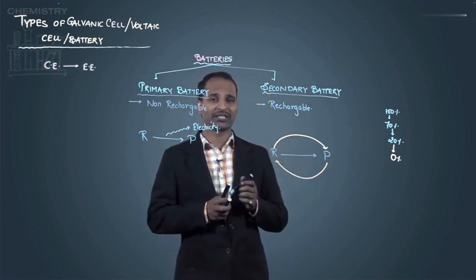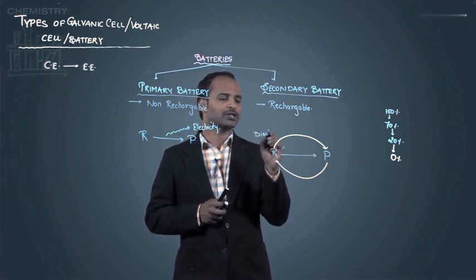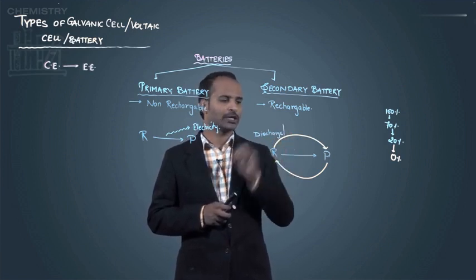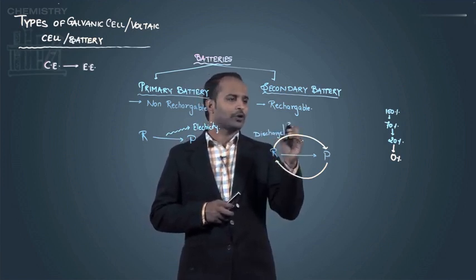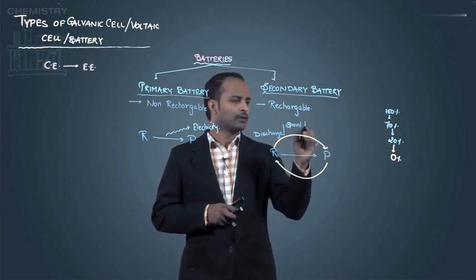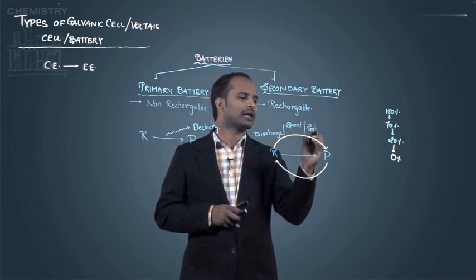Reactant getting converted into product happens during discharging. The battery is getting discharged. This is a spontaneous reaction. When this reaction is taking place, simply I will say the battery is acting as a galvanic cell.